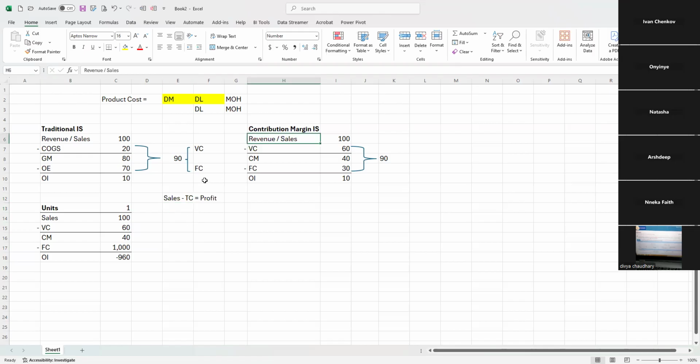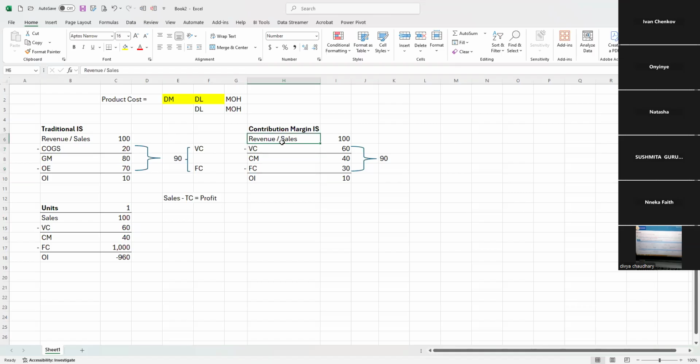What we have on the top? Sales. What we have at the bottom? Operating income or profit. What's in the middle? Cost. How are we going to call the cost? It doesn't matter. Is it going to be product cost? Is it going to be a variable or fixed cost? It doesn't matter. It's always going to be cost. Makes sense?